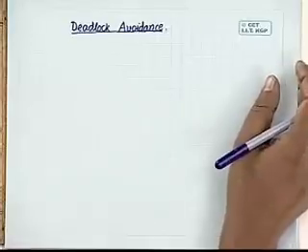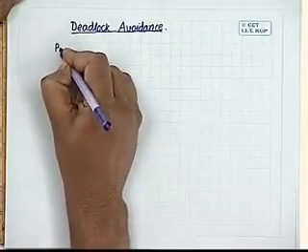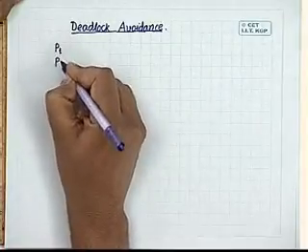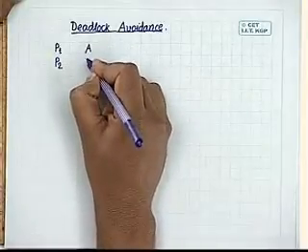Take the simple example, the first example in case of deadlock, where we have two processes, P1 and P2, and suppose two resources, resource A and resource B.